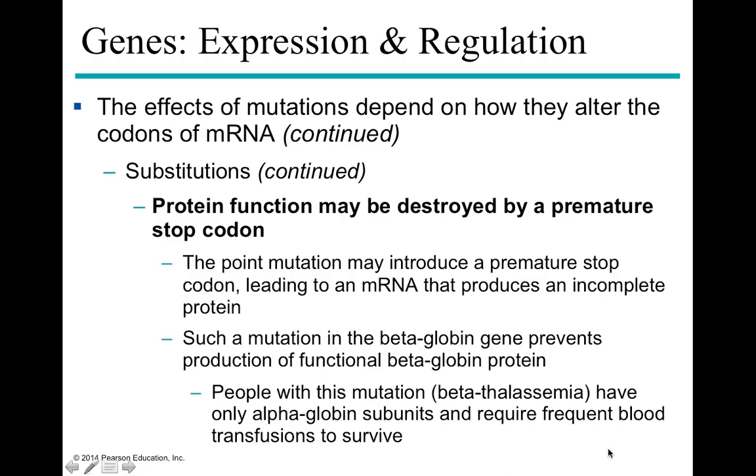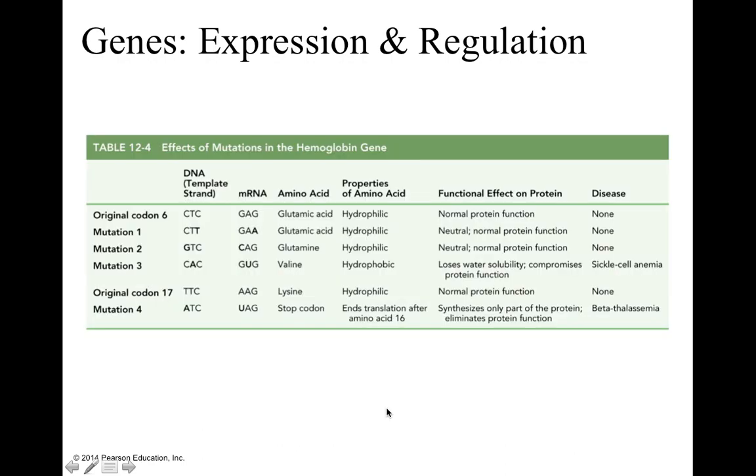There is actually a mutation in beta globin that prevents the production of a functional beta globin protein. Individuals with this mutation have beta thalassemia, which is the name of the mutation. They only have alpha globin instead of beta globin, and they constantly need blood transfusions in order to remain alive. So these are different mutations in the hemoglobin gene. Some of them, again, are completely normal with no disease states. Some of them cause very severe disease states and different types of disease states as well.